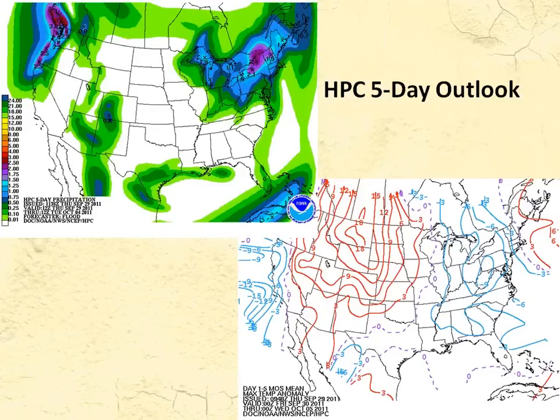Temperature-wise, pretty much seasonal for the southern plains, maybe a little bit above normal as you go north into Oklahoma, Kansas, New Mexico, and Colorado. So the 5-day period looks pretty high and dry, as we would say.